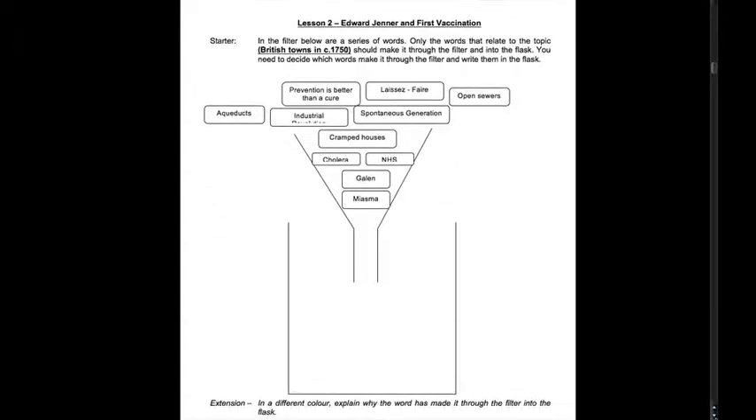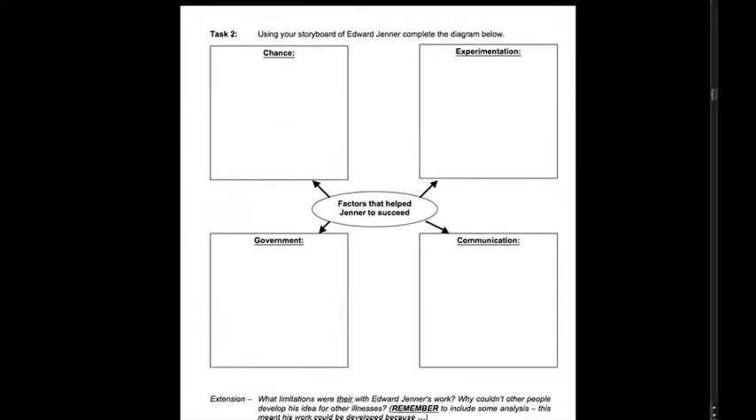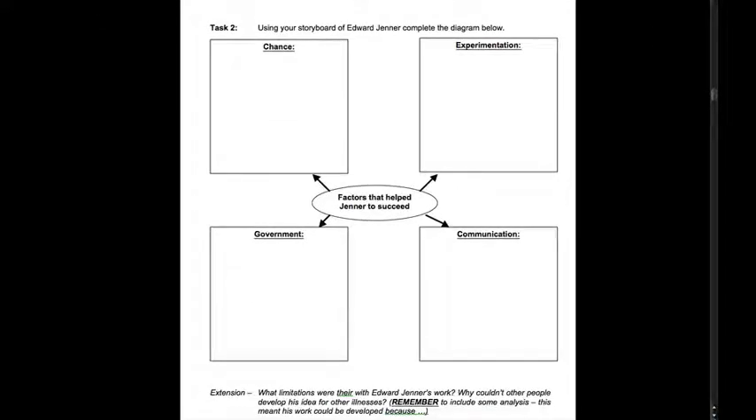Moving on then, the story of Jenner and the development of vaccination. You have to identify the words that filter their way through. In a separate colour, explain why those words are correct, and then moving on. The opportunity to storyboard the story of the breakthrough against smallpox. Once the story is completed, look at these separate themes to explain how Jenner succeeded in his breakthrough.